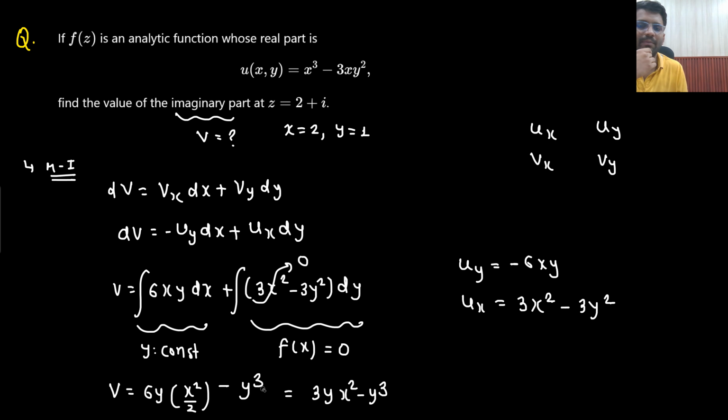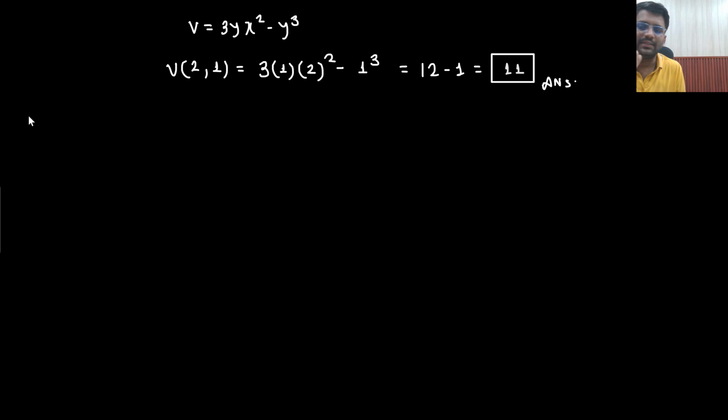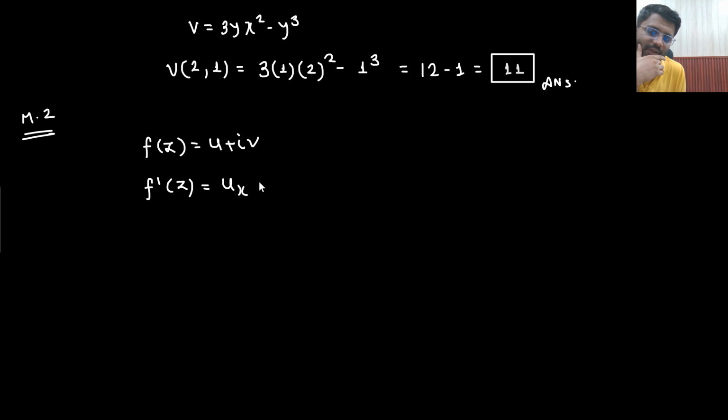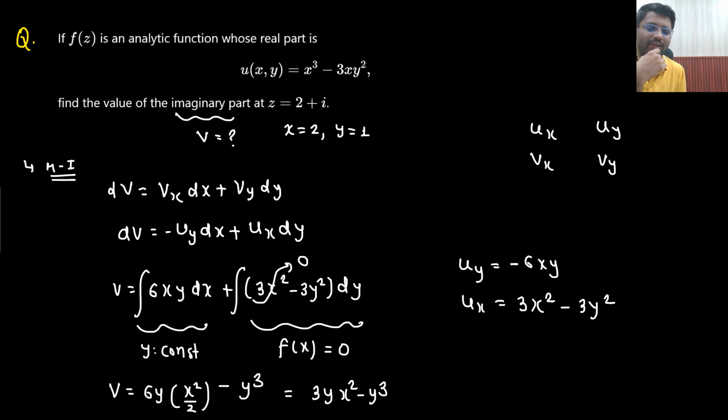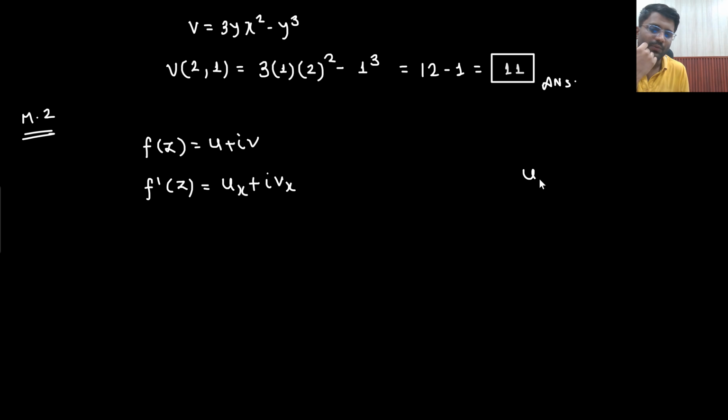That's the answer. So here method 1 will be helpful, it will be easier. In method 2, what will be the problem here? You will have to find f of z first. Your f of z is u plus iota v. Now you will have to differentiate, so first of all you differentiate: ux plus iota vx. Now what is given? U is given. So ux, vx, uy, vy.